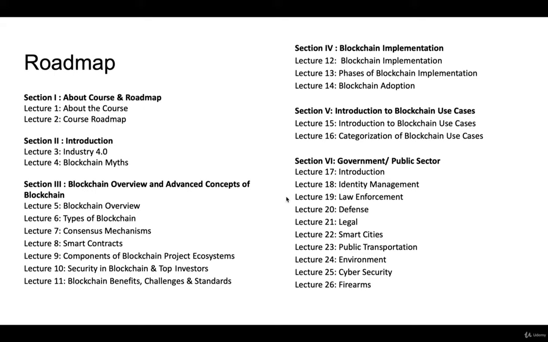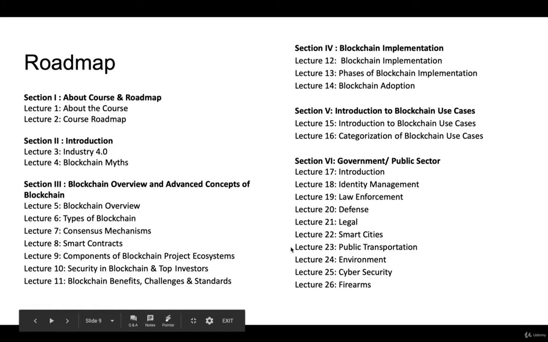Then there are other things in the government sector like law enforcement, defense, legal, and smart cities, which today everywhere across the world people are talking about, as every country has a variety of smart cities. All of them can benefit from blockchain. Also public transportation, environment, cybersecurity and firearms.